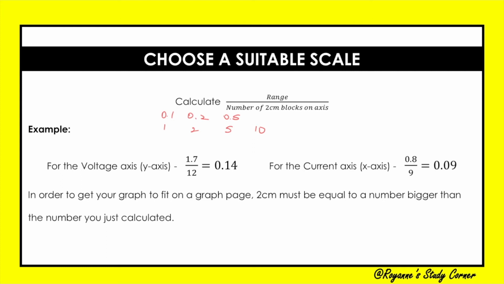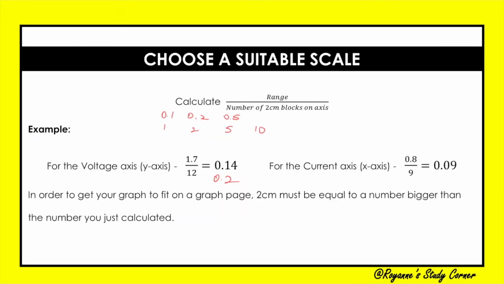Instead, what we're doing is thinking, what is a number that's larger than this that I can use, that's easy to work with, and will be able to fit my scale? Now, if we look at 0.14 and we look at the numbers that are good to work with, we'll notice that, hey, 0.2 is larger than this. So then I can use 0.2 on this scale, on this axis rather. And the same thing for the current axis.